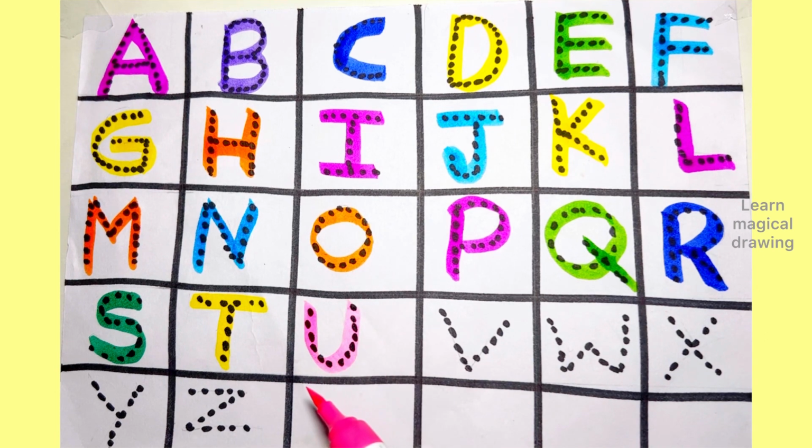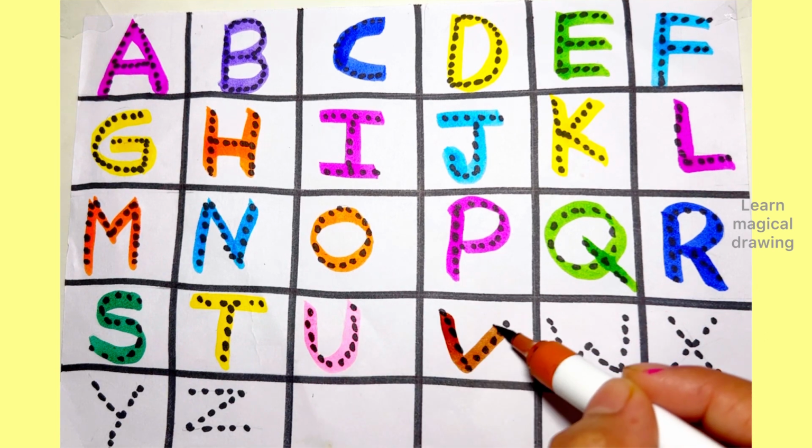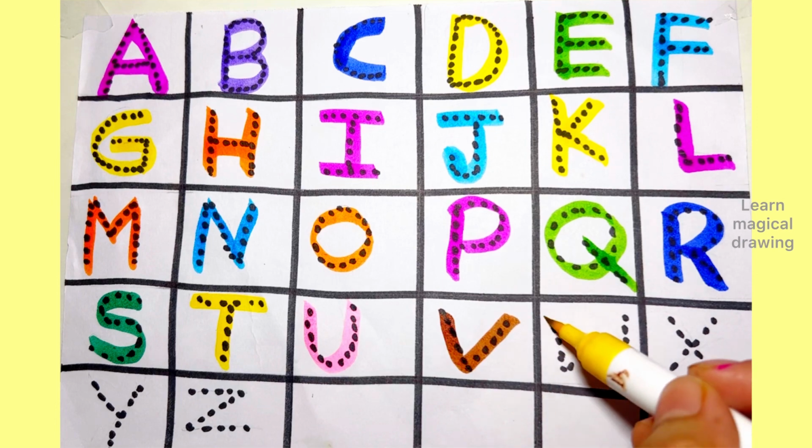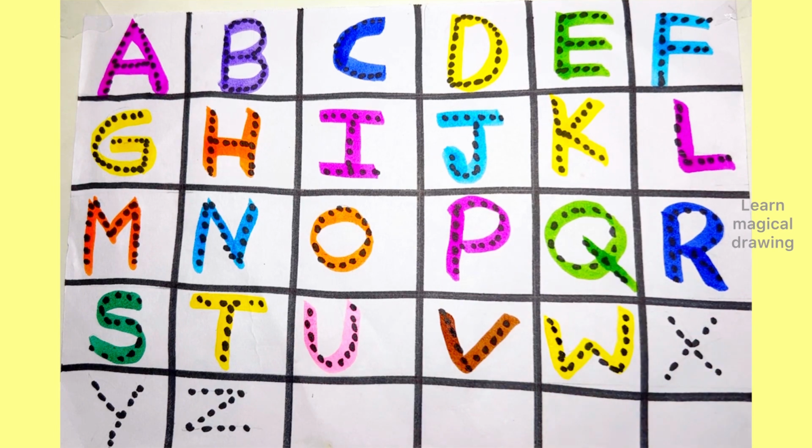U for umbrella. V for van. W for watch. X for xylophone. Y for yak. Z for zip.